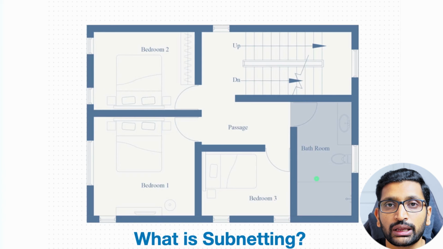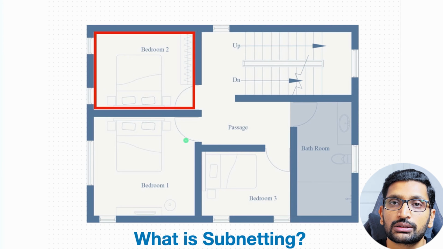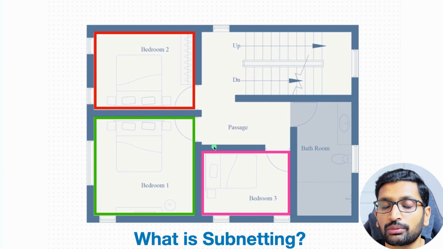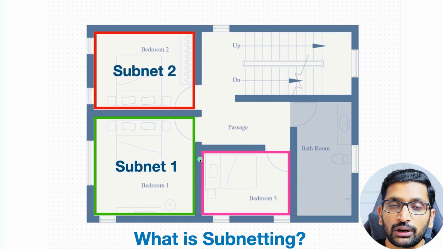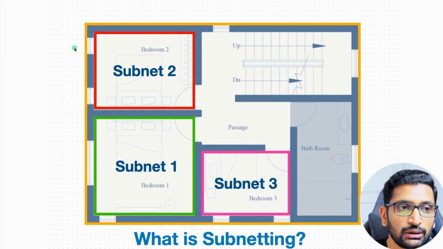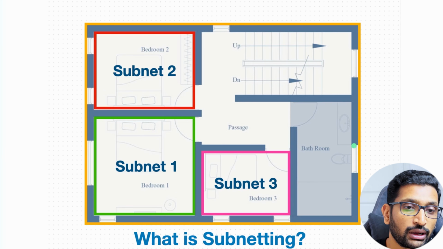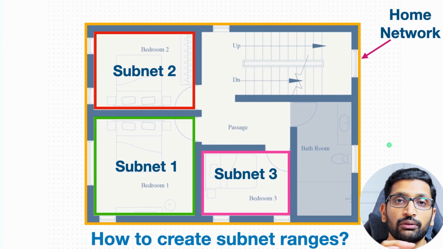Let's draw some boundaries over here so that we can differentiate our sub network from our large home network. So this is my subnet of bedroom 2, this is my subnet of bedroom 1, and this is my subnet of bedroom 3. And to keep things simple, I'm just putting the names subnet 1, 2 and 3 based on bedroom 1, 2 and 3. Along with that, I'm drawing this yellow rectangle, which is my large network, and I'm calling this my home network. All right, so now we have created our large network and our 3 sub networks, which we call subnets.